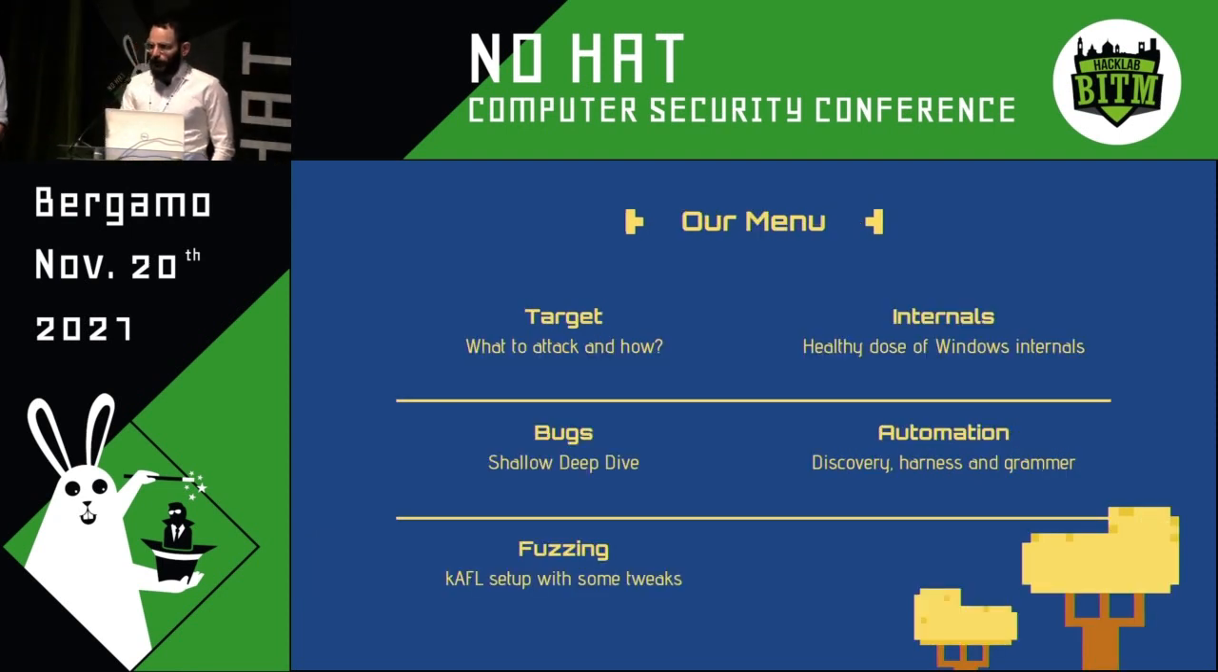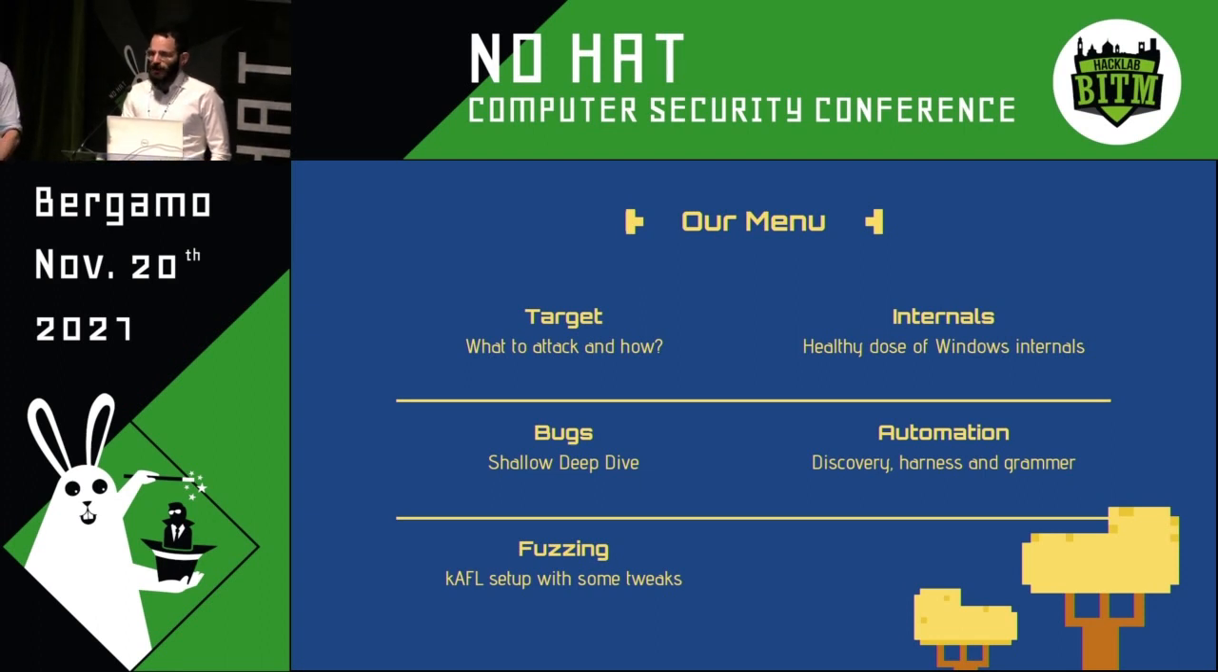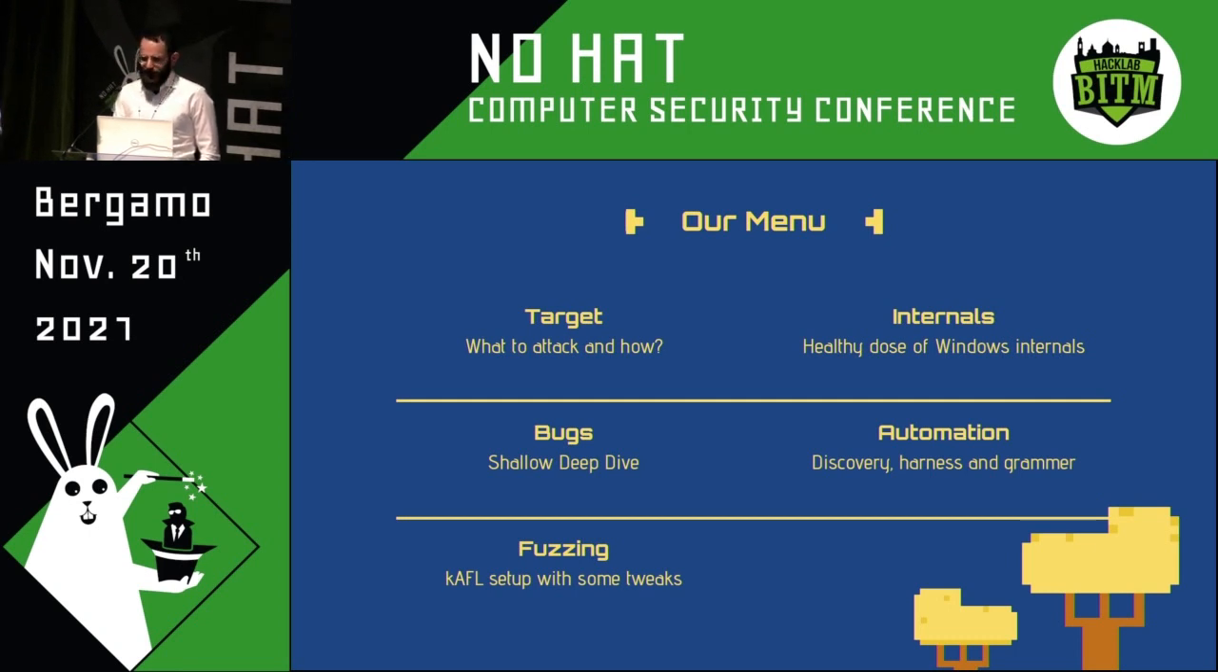Okay, so what do we have on the menu today? Well, we will start with the question that every security researcher asks before he tries an offensive research, and it is what to attack and how. We will dive in later to some Windows internals, enough to understand the bugs, but not too much to make you fall asleep, which we will cover later with a shallow deep dive into the bugs. We will continue with automation, how to discover more bugs and faster, and eventually we will wrap things up with some kernel specifics and our kernel fuzzer, kAFL, with some tweaks that we have done.